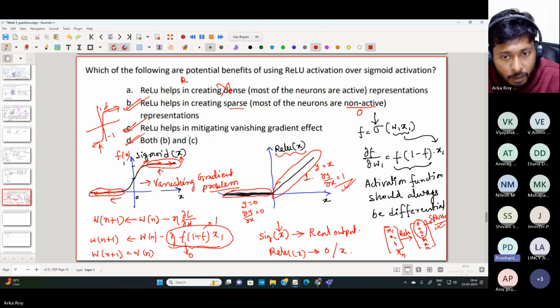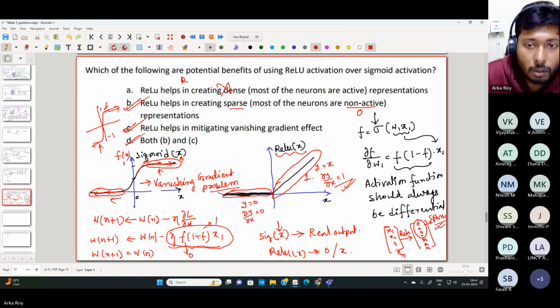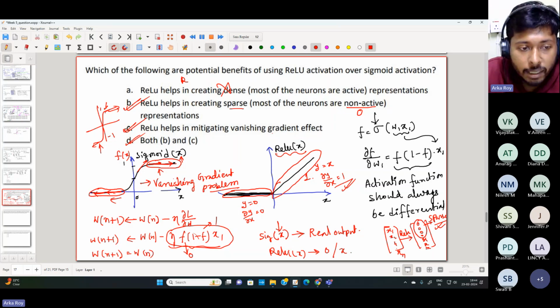Sir, can you explain option number C? Yeah. Option C is about vanishing gradient. First, we need to understand what the vanishing gradient is.